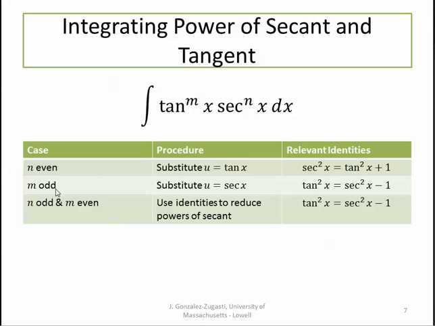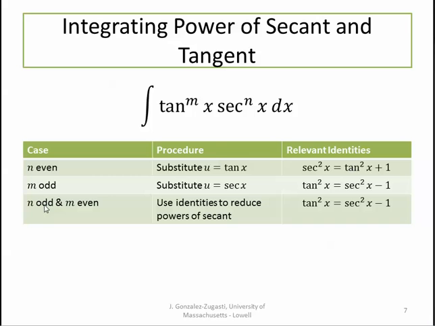Now for the case where the power of tangent is odd, I'm going to peel off 1 power of tangent and rewrite the remaining powers in terms of secant using the identity tangent squared x equals secant squared x minus 1, and then I will make the substitution u equals secant x.